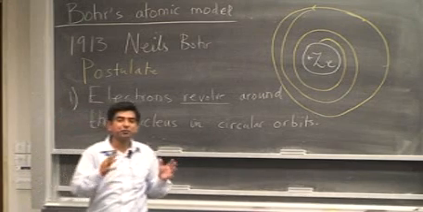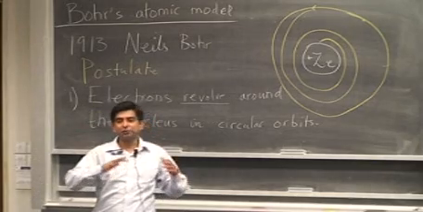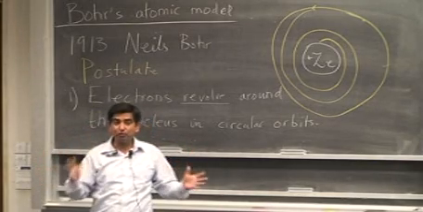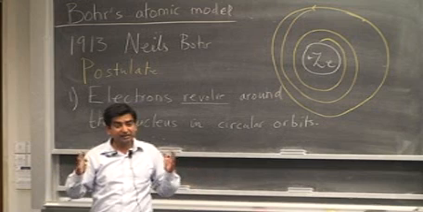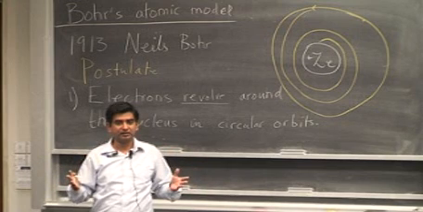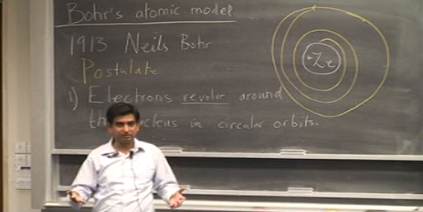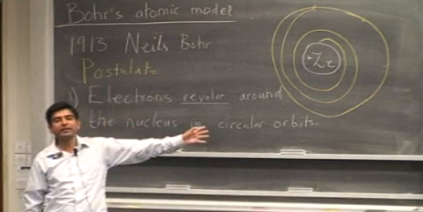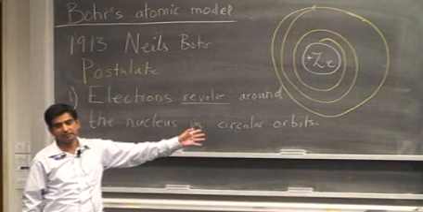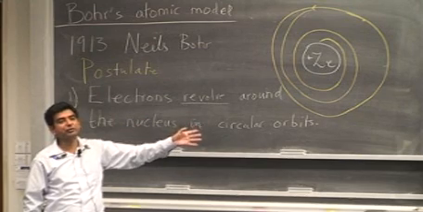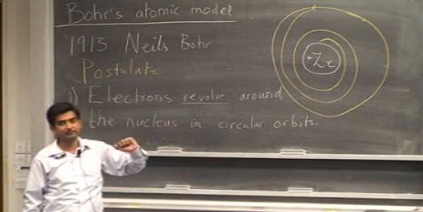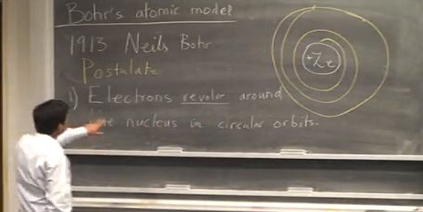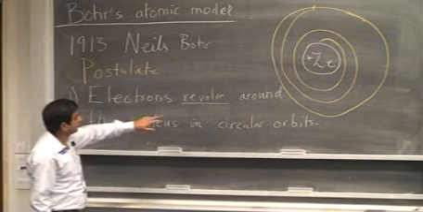Okay? Later when Schrödinger came, he gave a unified picture, and these postulates no longer remain postulates. They can be derived. Right? Or they come out of an equation. But this statement does not come out of any equation. That's why it's called a postulate. Okay? In Urdu it's called a kulia. It's a kulia. So electrons revolve around the nucleus in circular orbits.